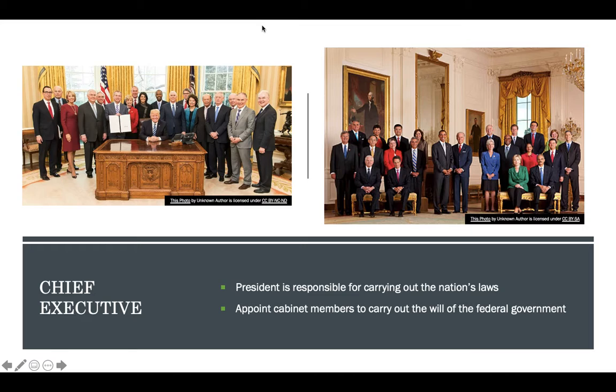First of all, the President of the United States is the chief executive, and that's the part where they have to carry out the nation's laws. They carry out the laws, they enforce the laws, and they appoint people to help them do that. In our pictures here, I have a couple different presidents in a photograph taken with their appointed cabinet members. These are the law enforcement officers for our nation. The president's job is to appoint these people, and they carry out the will of the federal government. So chief executive is one.